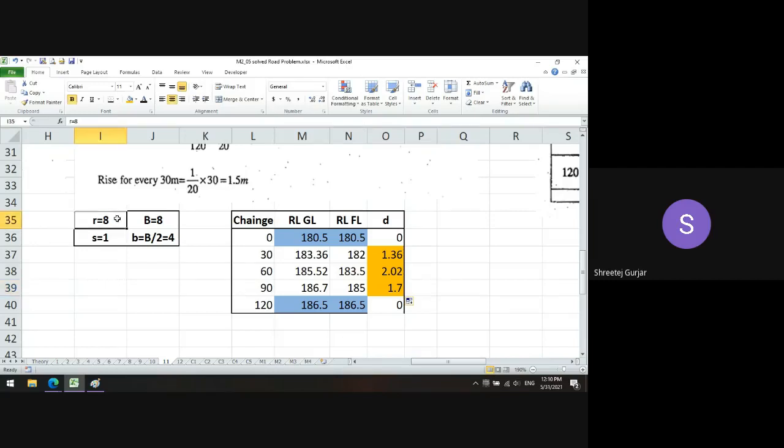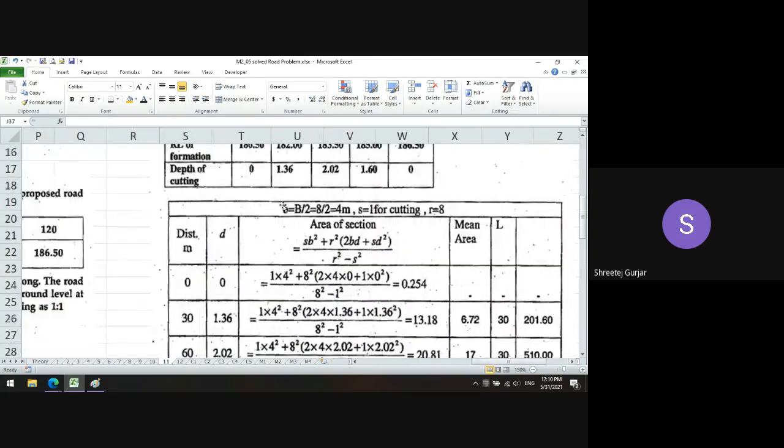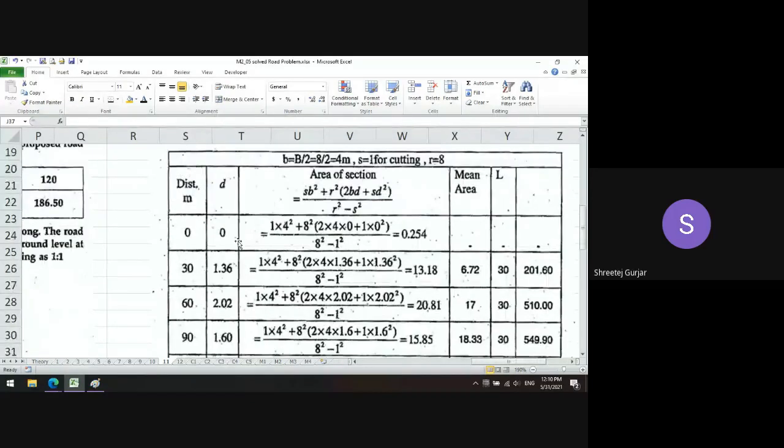So R is given as 8, capital B is 8. Side slope is given as 1, and small b is equal to capital B by 2, that is nothing but 8 by 2, so it is equal to 4. Now what we'll do is no need of any tabular column, we will just substitute in the formula. After you prepare the smaller tabular column, prepare this larger tabular column, and you can write down this formula in your center and substitute like this.